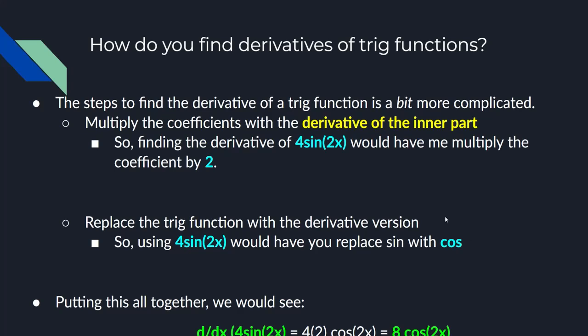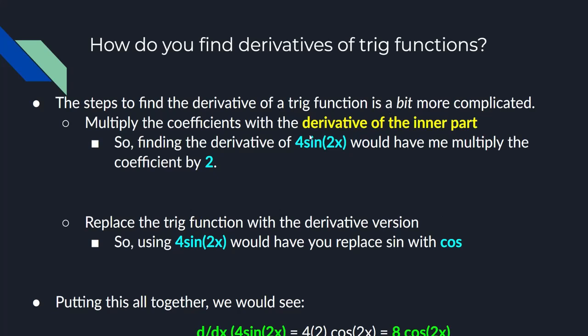All right. Now, how do you find derivatives of trig functions? I apologize if the bottom part gets cut off, but the way that we find the derivatives of trig functions is a little bit more complicated, but at the same time not. Once you get the handle of it, it becomes pretty straightforward. So first what you have to do is multiply the coefficient by the derivative of the inner part.